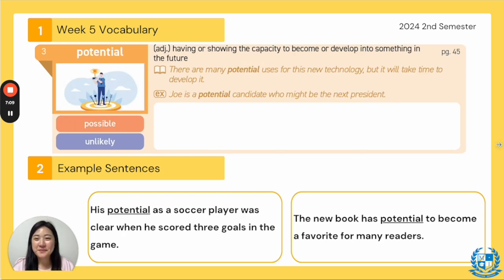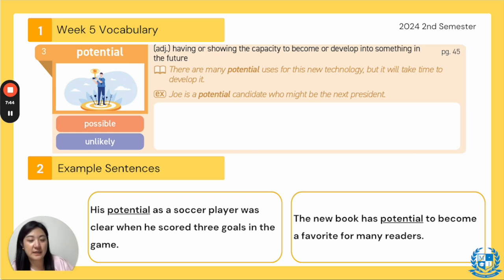Number 3. Everyone say potential. Potential. The synonym is possible and the antonym is unlikely. It is an adjective and it means having or showing the capacity to become or develop into something in the future. So here we make sure you make it into an adjective. There are many potential uses for this technology, but it will take time to develop it.